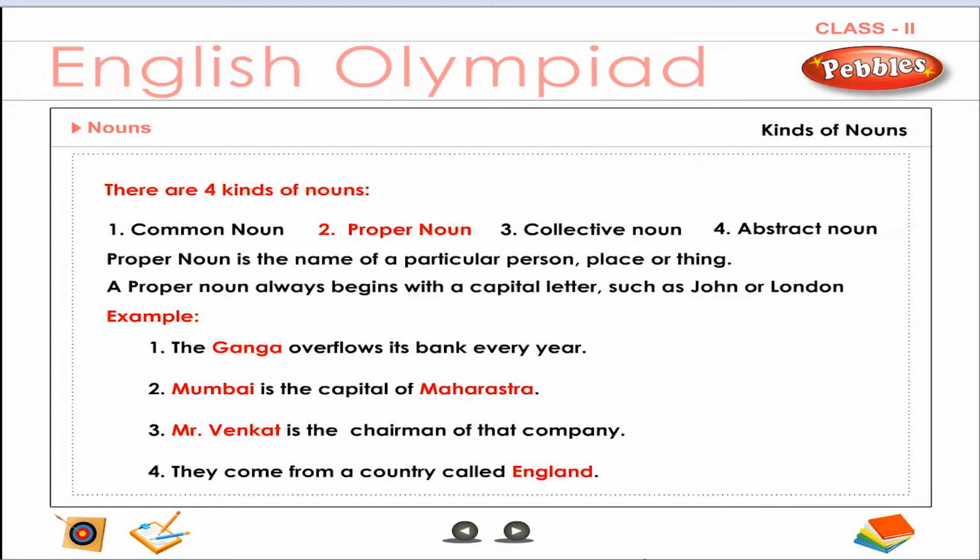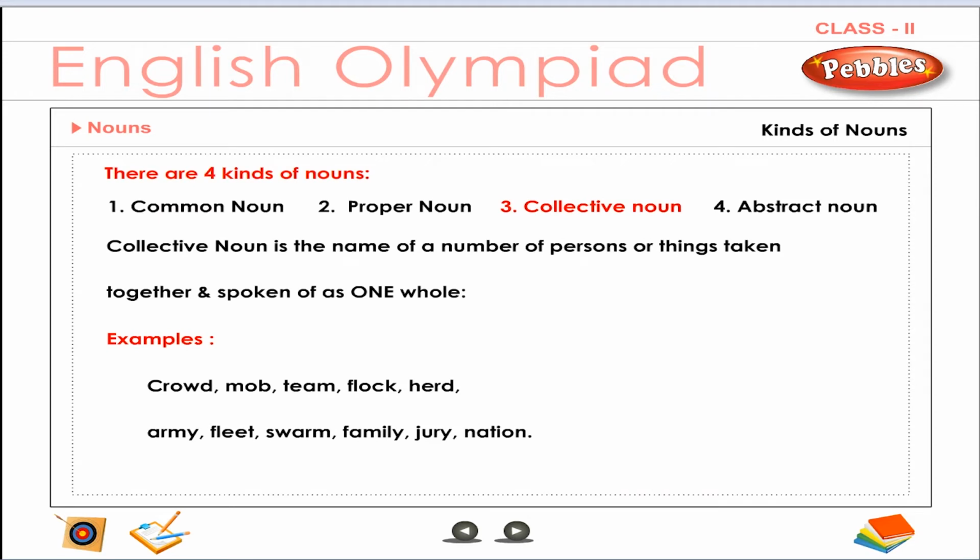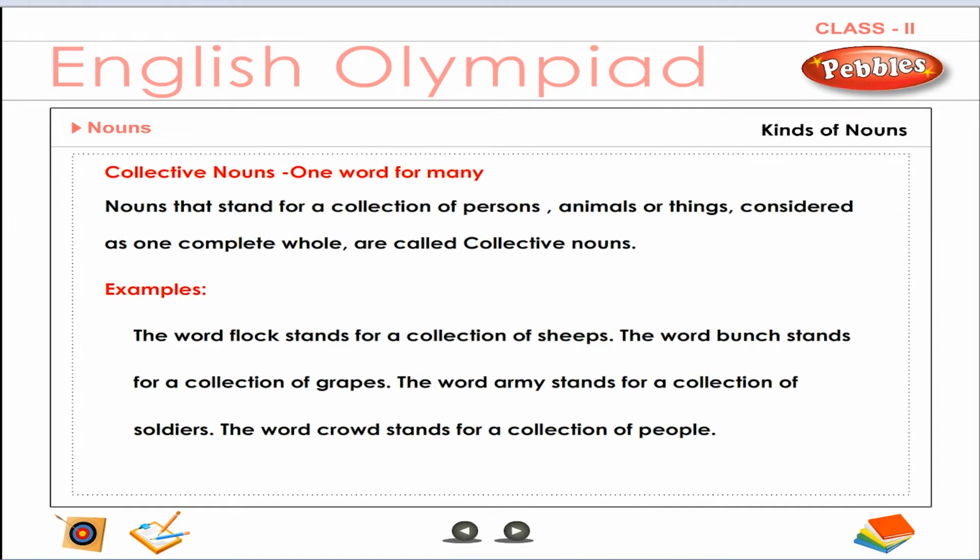A country called England. Collective noun is the name of a number of persons or things taken together and spoken of as one whole. Examples: crowd, mob, team, flock, herd, army, fleet, swarm, family, jury, nation. Collective nouns, one word for many.